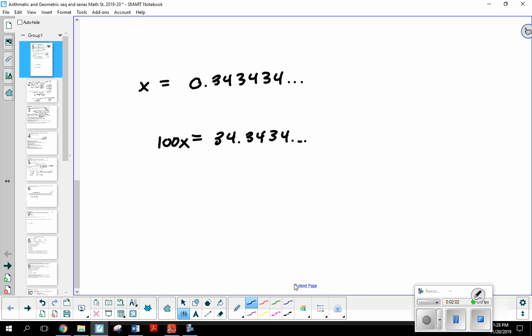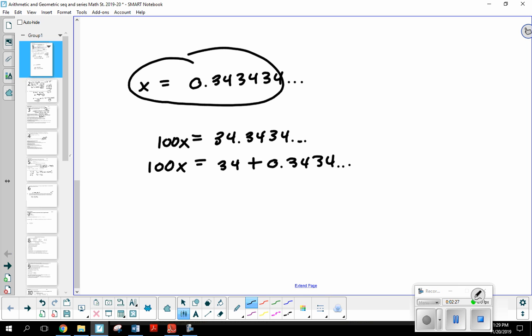So basically, the number of digits that are repeating is going to determine what this coefficient is. If there's only one digit that's repeating, I would multiply by 10. If there were 3, I would multiply by 1,000, and so forth. Now, what I would do is break this number apart at the decimal. So 100x is equal to 34 plus the 0.3434 repeating, right? But I started the problem by saying that x equals the original number, so I'm going to replace it. So 100x is equal to 34 plus x.